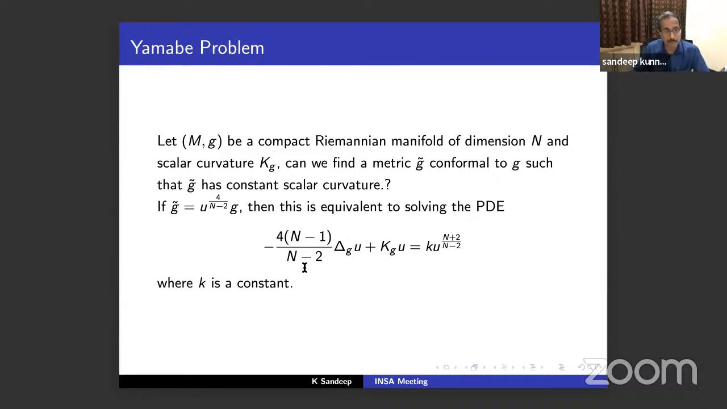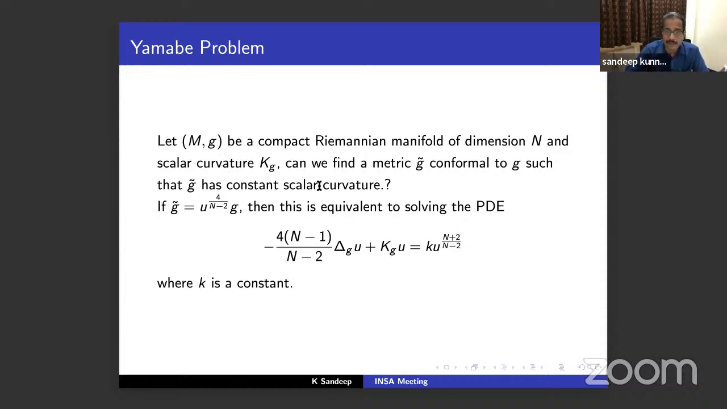The problem says: let (M, g) be a compact Riemannian manifold of dimension n, and let's denote its scalar curvature by Kg. Can we find a metric g tilde conformal to g such that g tilde has constant scalar curvature? What Yamabe did is represent g tilde, a conformal metric, which means it is a positive multiple of the original metric. So g tilde you can write as u to the power 4/(n-2) times g, where u is a positive function.